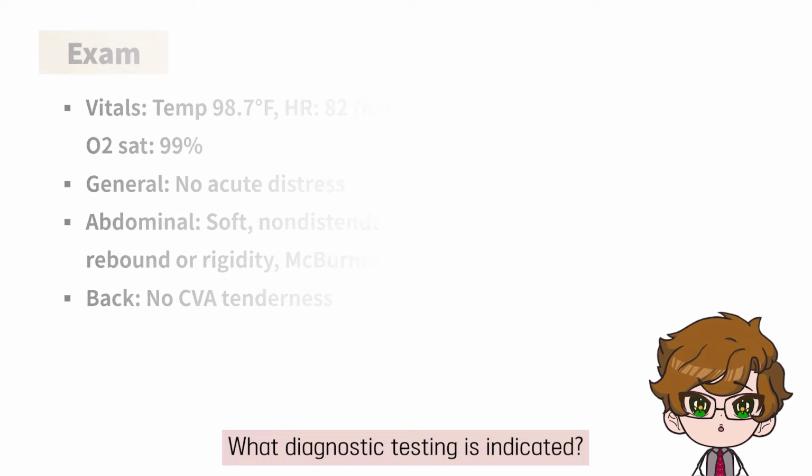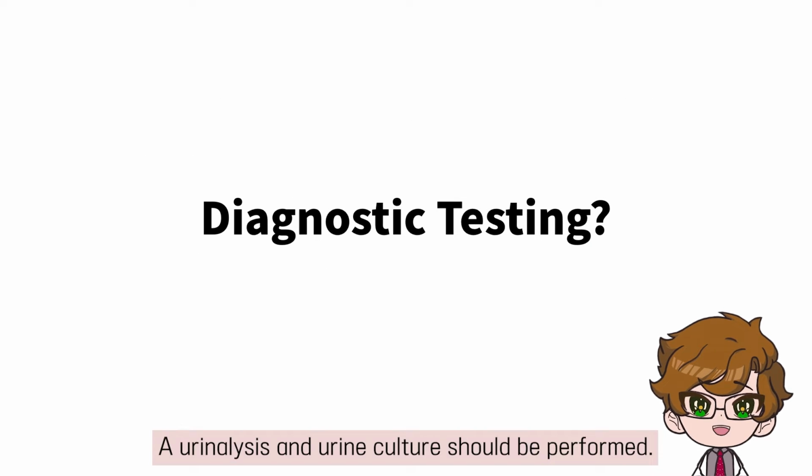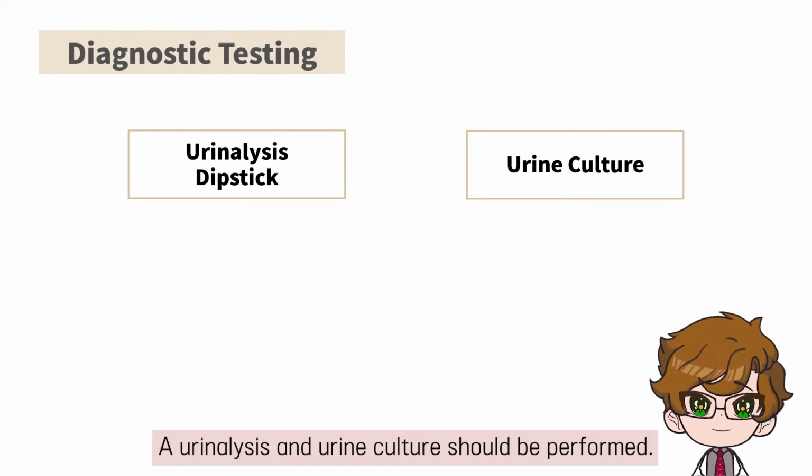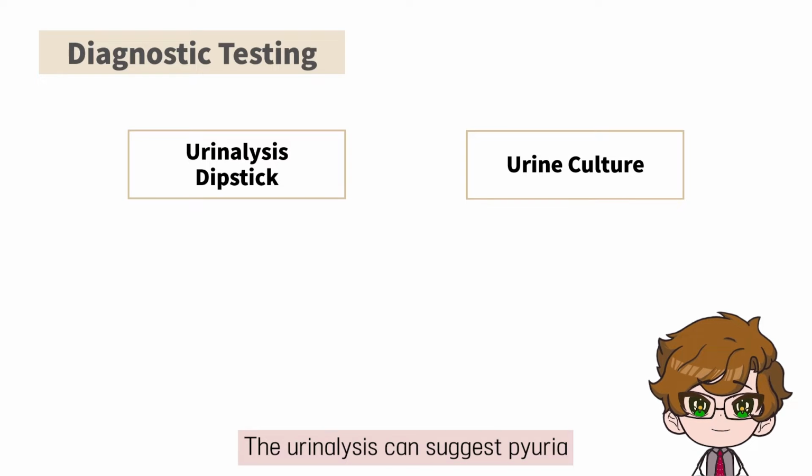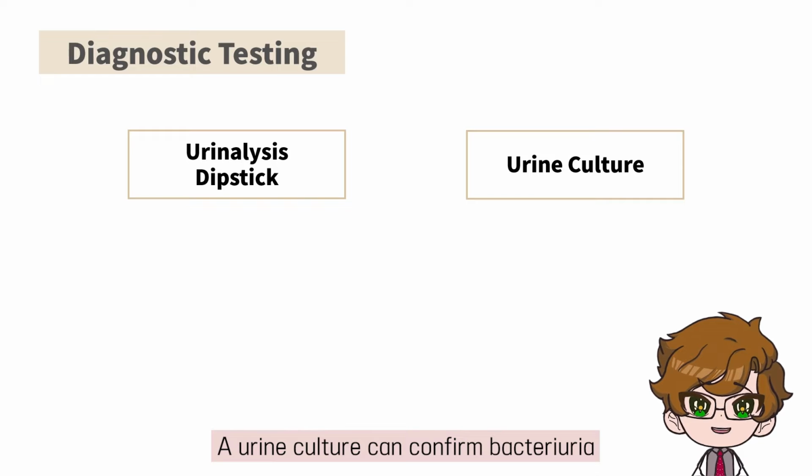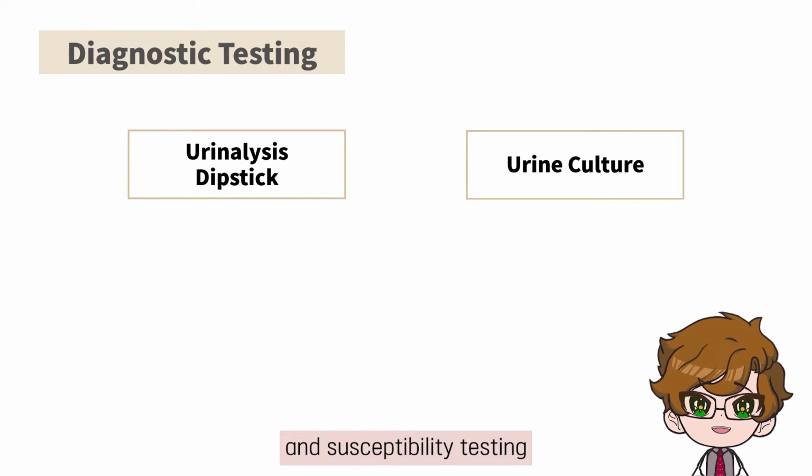What diagnostic testing is indicated? A urinalysis and urine culture should be performed. The urinalysis can suggest pyuria when leukocyte esterase is positive. A urine culture can confirm bacteriuria, and susceptibility testing can help tailor the antibiotic regimen.